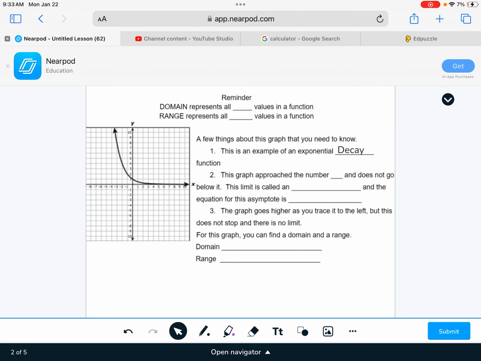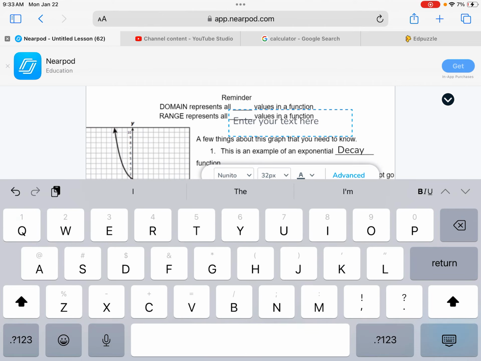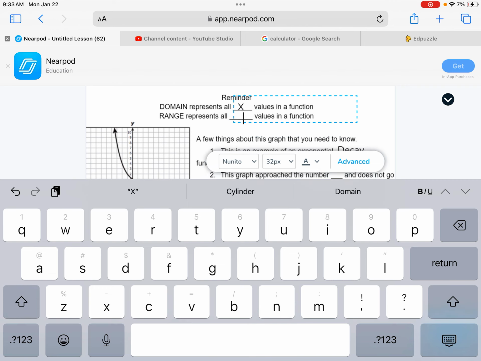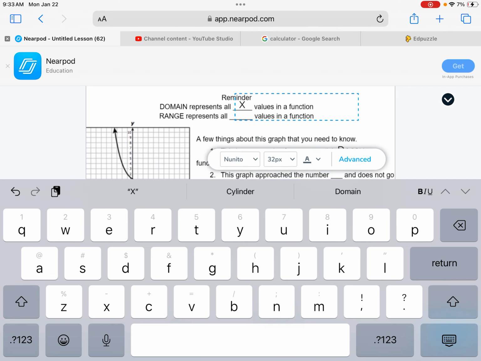Okay? Today, we're going to take our exponential functions that we've been learning about for the past couple of days, and we're going to apply domain and range to them. And this is something where I see a little bit more real world relevance when it comes to this.